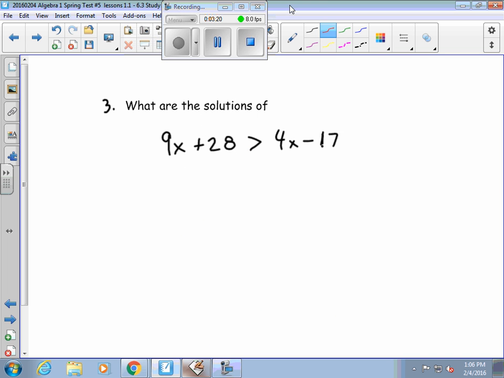Number 3, what are the solutions of 9x plus 28 is greater than 4x minus 17? It's just telling you to solve it is all it means by what are the solutions. You have a left side and a right side. Again, you have variables on both sides. You want to collect them on one side.